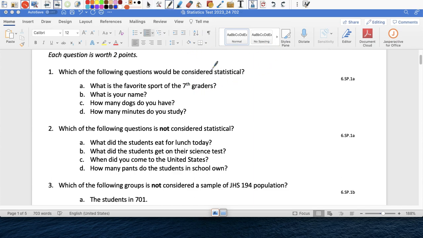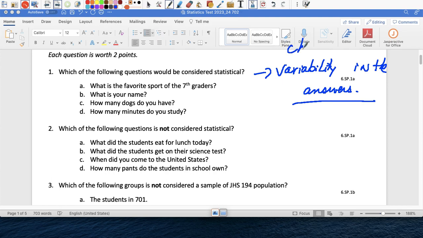Well, remember, if it's going to be a statistical question, we have to have variability in the answers, right? Change in the answers. So when you're asked what is the favorite sport of the seventh graders, we're going to get a lot of answers. Football, soccer, volleyball, tennis, golf. So there's a lot of variability in the answers we might get from this question.